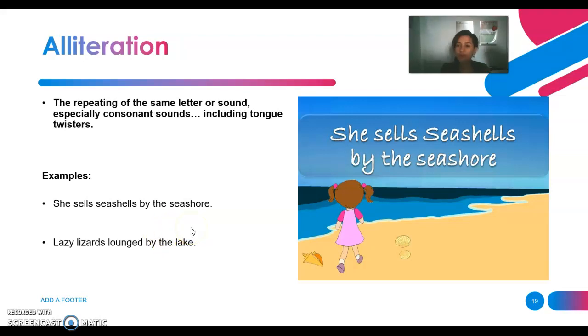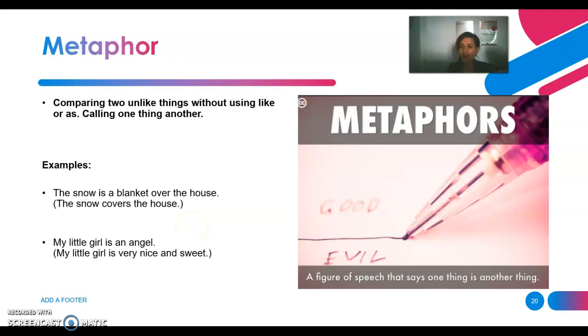All right, let's move on to the next one. It's a metaphor. By now we should be a little bit familiar with this, even if it was something you had never seen. A metaphor is comparing two unlike things without using like or as, calling one thing another. One example is, the snow is a blanket over the house. It has a figurative meaning. The second example is, my little girl is an angel. Here it's a comparison because we're not using like and we're not using as, so that's how we know this is a metaphor.